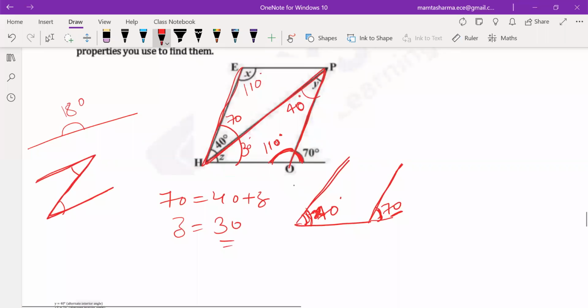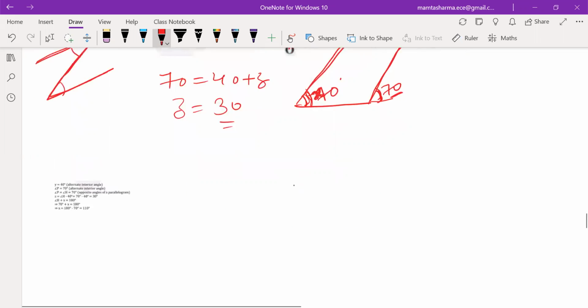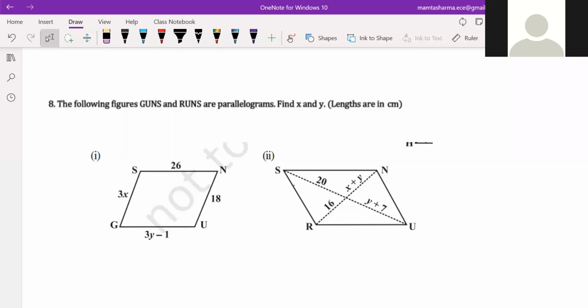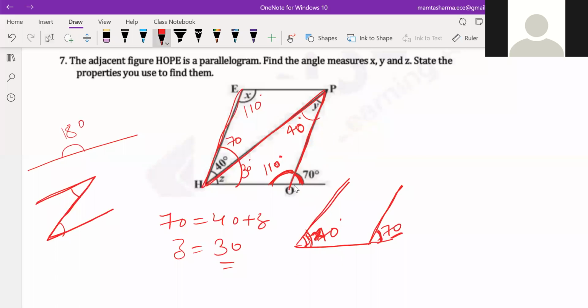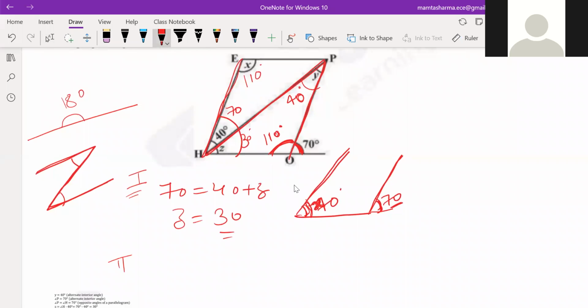Okay, done. Clear for everyone? Yes, ma'am. Ma'am, Z is 30, right? Z is 30, yes. You can do it in two ways. Either you take the corresponding angle concept, or you take the angle sum of a quadrilateral: (n minus 2) into 180. X plus 40 plus z plus 110 plus 40 plus this angle will be z plus z equal to... I didn't take so much, ma'am.